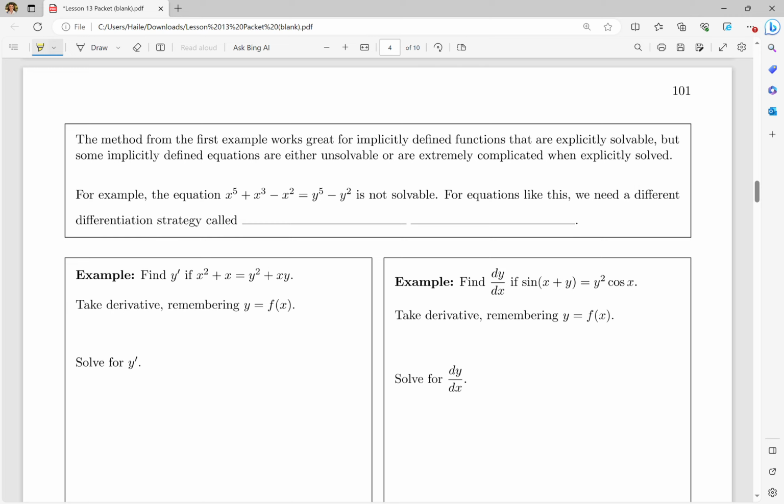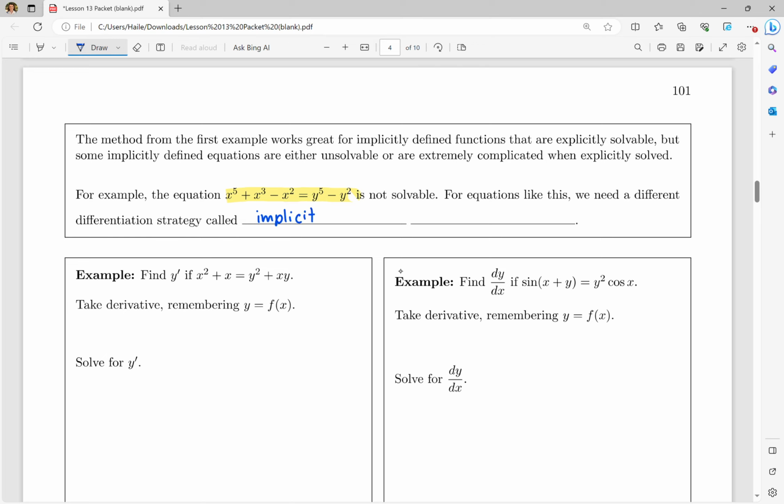But as an example, if we have something involving a fifth power, this is not solvable for y. We don't have any way to do it. And actually, mathematicians have proved that it is impossible. So for equations like this, we need a different differentiation strategy called implicit differentiation.